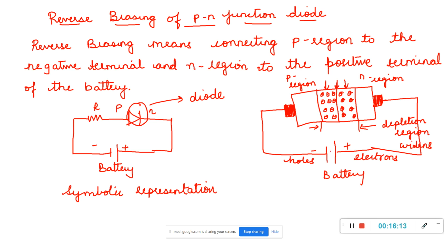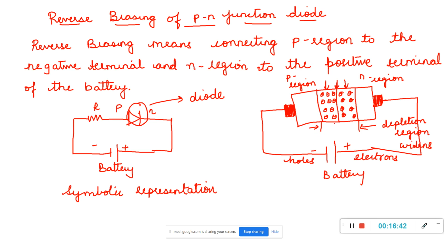As electrons and holes both move away from the junction, the depletion region width gets increased. So this creates more positive ions and hence more positive charge in the N region and more negative ions in the P region. So this is because the applied voltage helps the barrier potential.